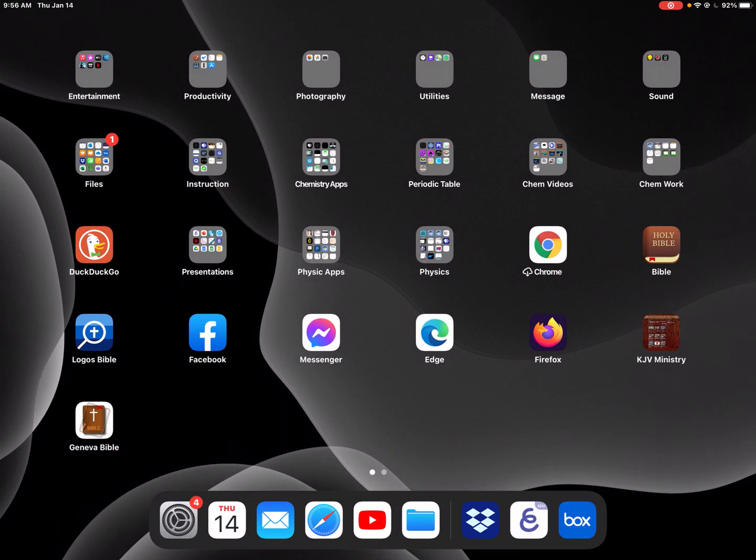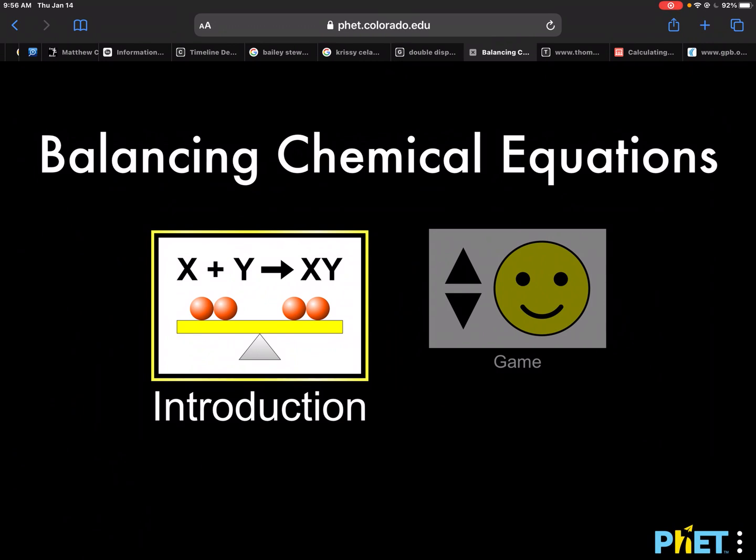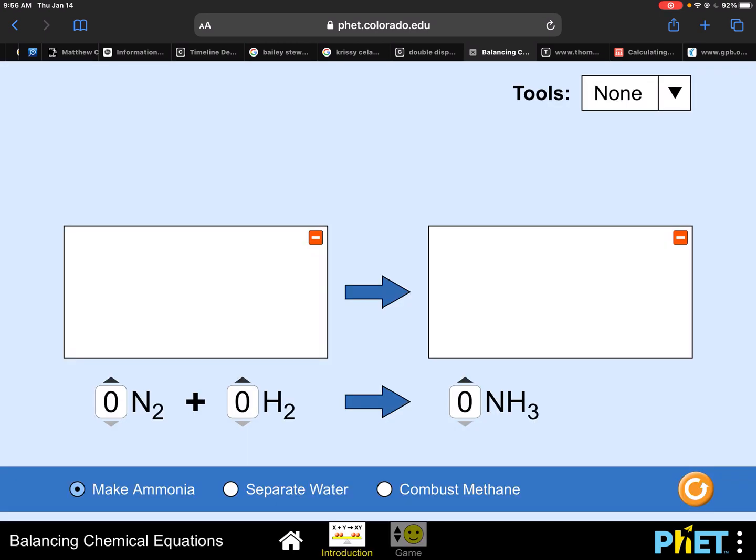Now, what you're going to be working on is this PhET, balancing chemical equations. When you open it up, it should bring you to this. First, you're going to click on Introduction, and you're going to do like 3 different reactions. First is making ammonia, and what you do is you click and it's going to ask you to click some stuff up here, like the bar graph or something. Just follow the directions.